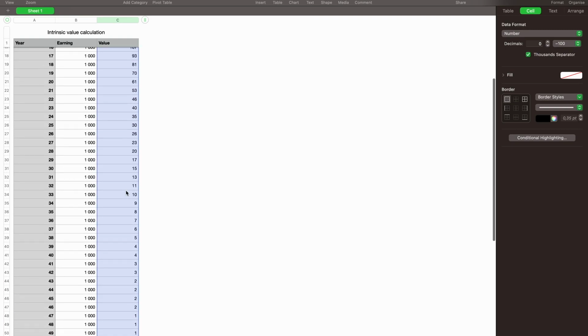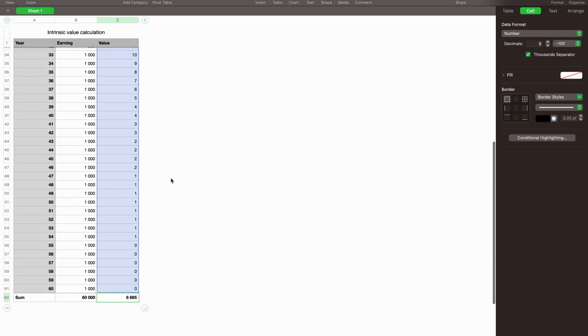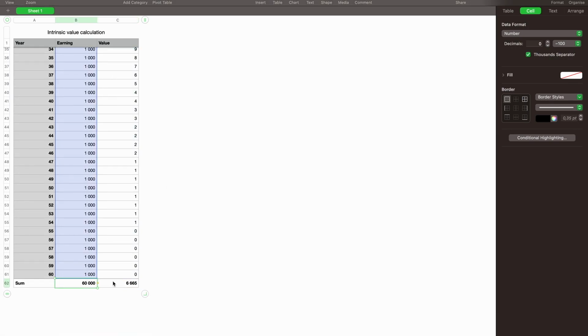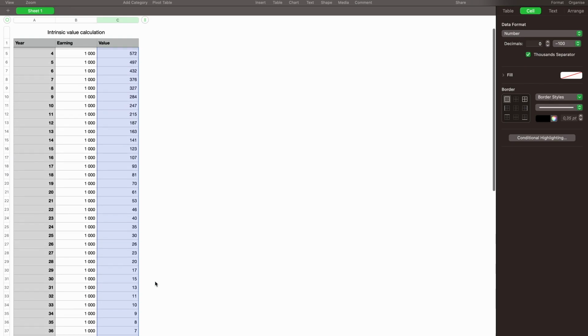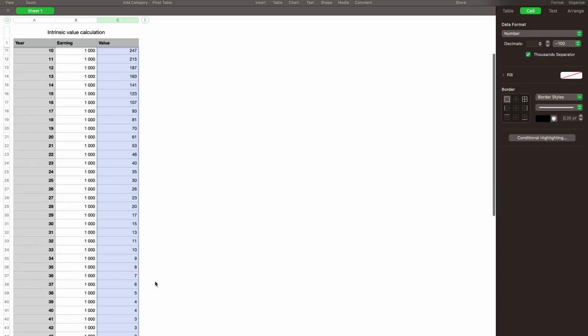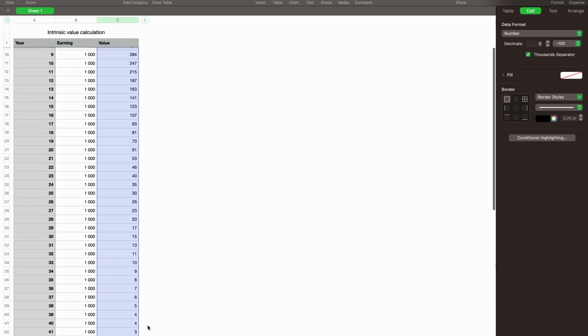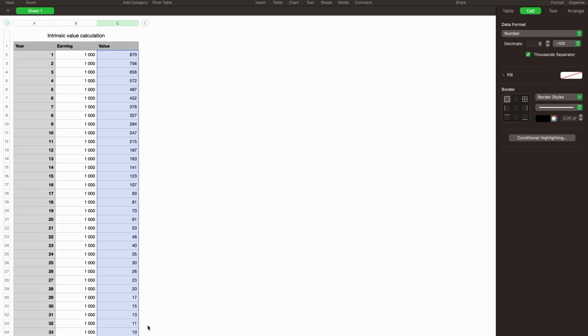But all of these amounts that I will get, all these $1,000 that I will get in the next 60 years, are worth to me today $6,665. So this is the intrinsic value of this machine that will create $1,000 per year in perpetuity. So I will pay this amount or less. Then I will make 15% on my investment. So this is the easy way to do this calculation.